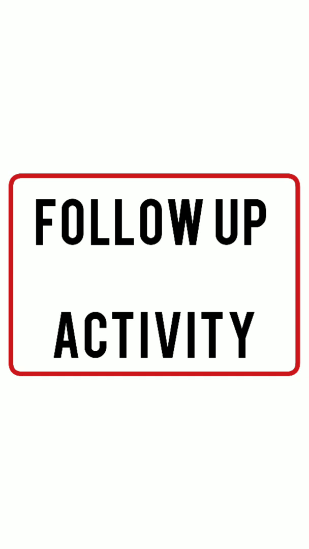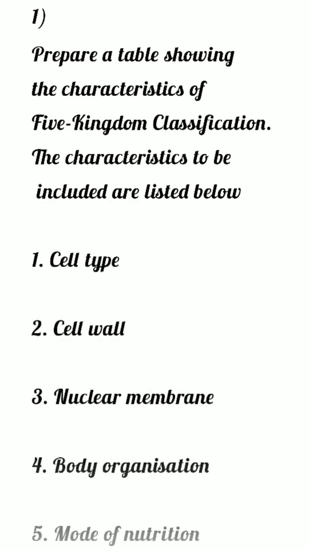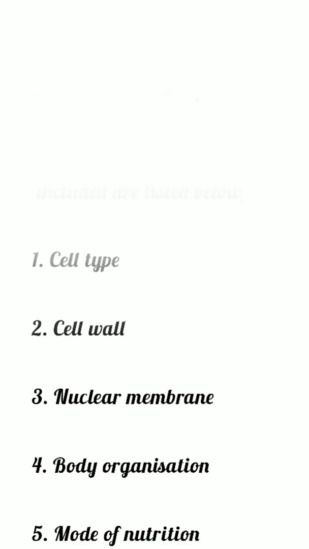Follow-up activity. Prepare a table showing the characteristics of the five kingdom classification. The characteristics to be included are listed below: cell type, cell wall, nuclear membrane, body organization, mode of nutrition. Prepare a photo album of organisms of the five kingdom classification.